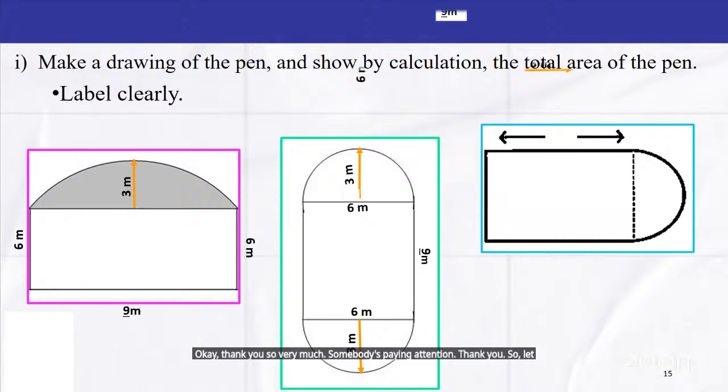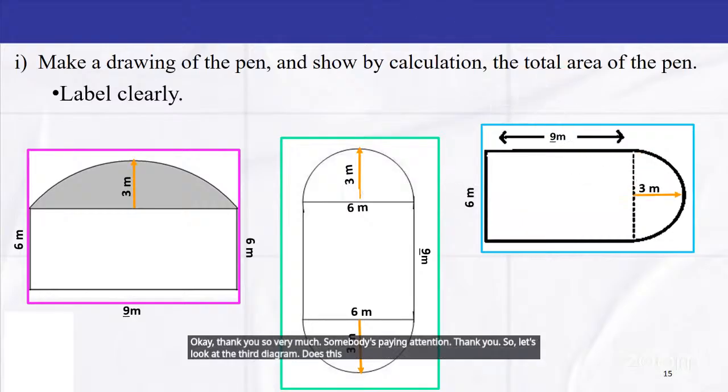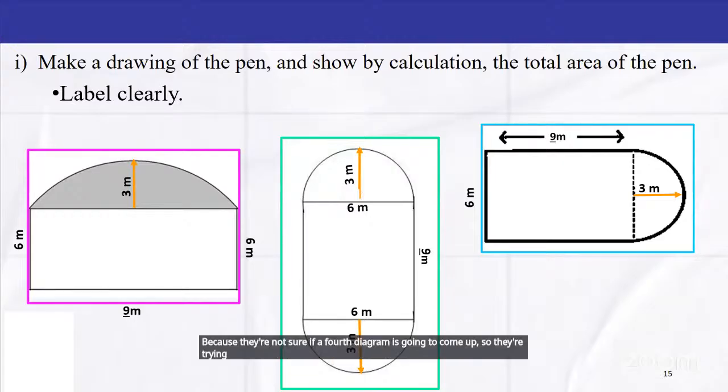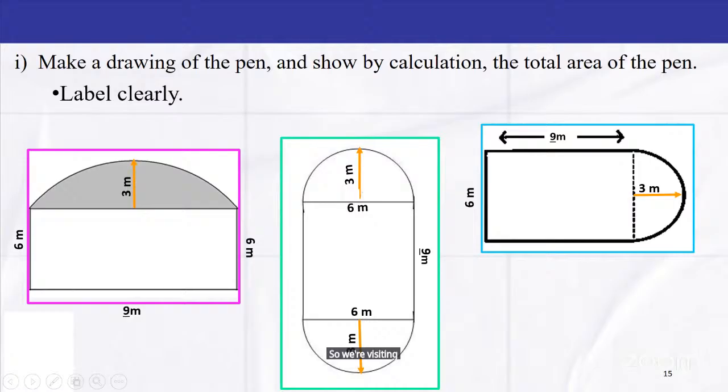So let's look at the third diagram. Does this represent the information and why? All right. I know they're typing, Mrs. Hales. And I know that they're thinking as well. Of course, because they're not sure if a fourth diagram is going to come up. So they're trying to determine if the third diagram is the diagram.